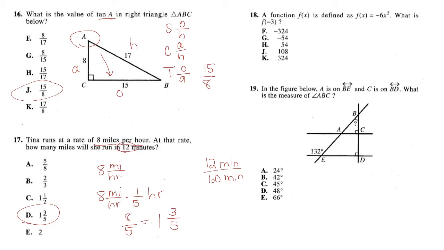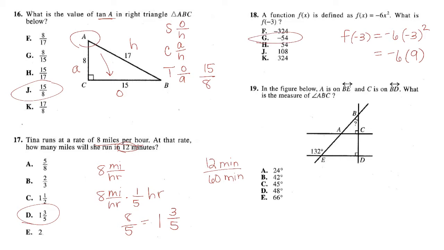And moving on to number 18, we need to evaluate our function at -3. So f at -3, that's going to be negative times -3 all squared. And so here I have -6 times +9, which is going to give me -54.